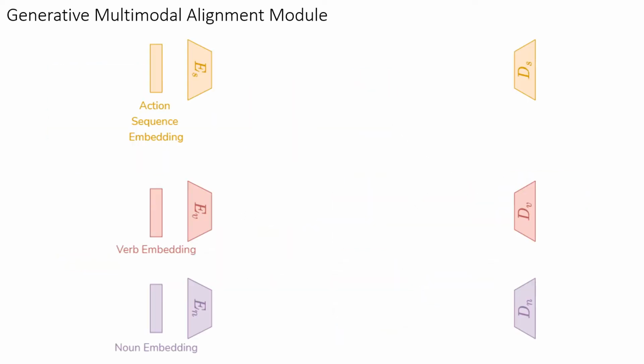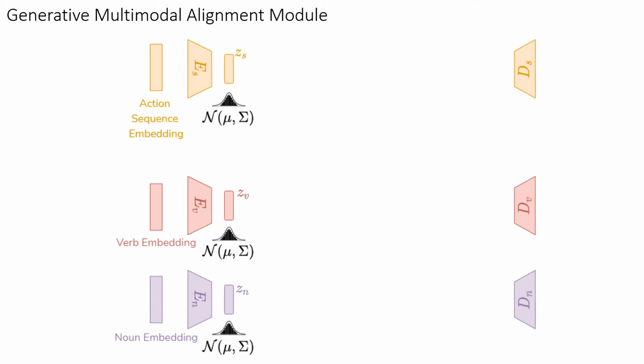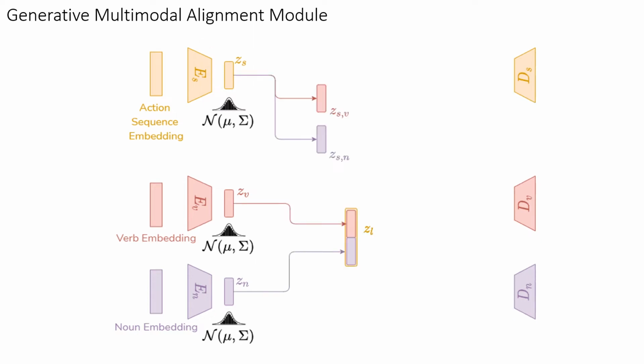Taking a closer look into the module, we see that it consists of a variational autoencoder for each of the three embeddings. The encoders of the three VAEs generate a latent embedding for each of the three inputs. The latent embedding generated by the skeleton action encoder is split into two parts, representing the skeletal verb and the skeletal noun embeddings. Also, the embeddings generated by the verb encoder and the noun encoder are concatenated.